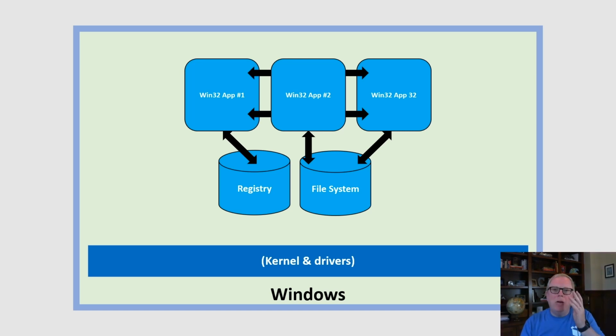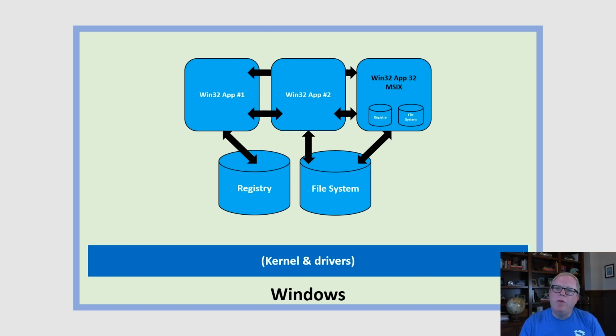So let's take a look at a very, very simplified view of how applications run on Windows today. So here I have a bunch of Win32 applications, and they can see the system registry and the file registry. They can also talk to each other. And of course, they can talk to the kernel and drivers and APIs within inside of Windows.